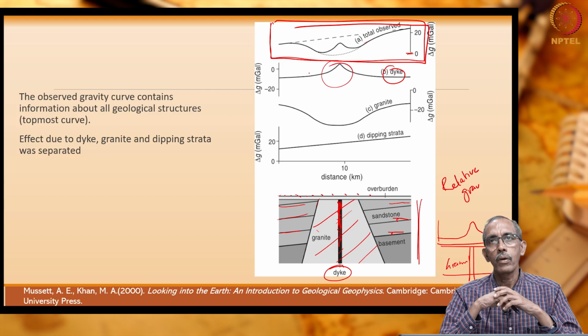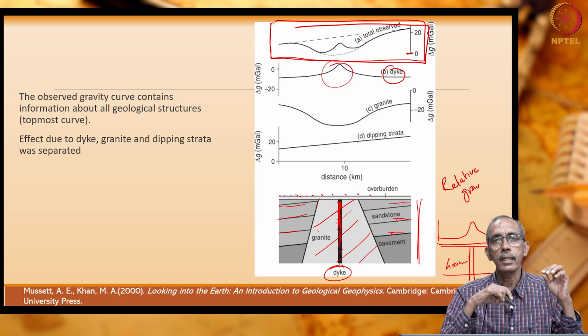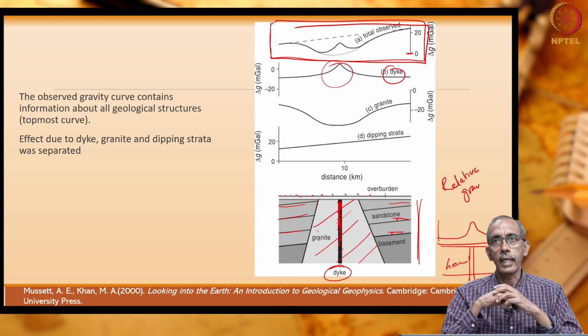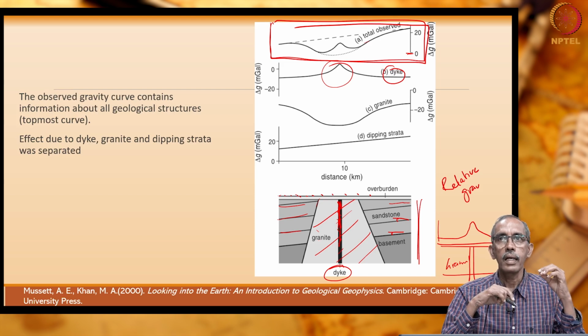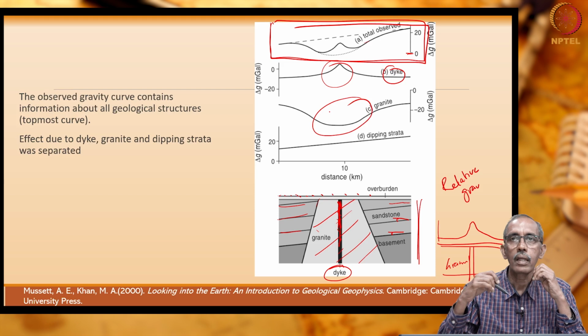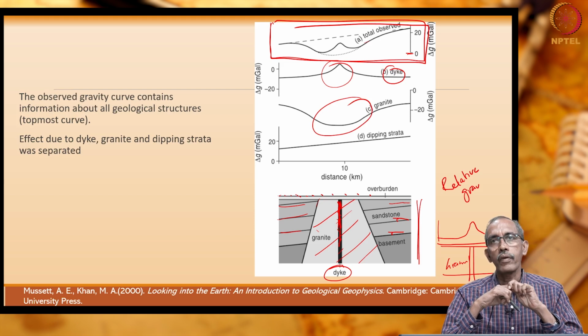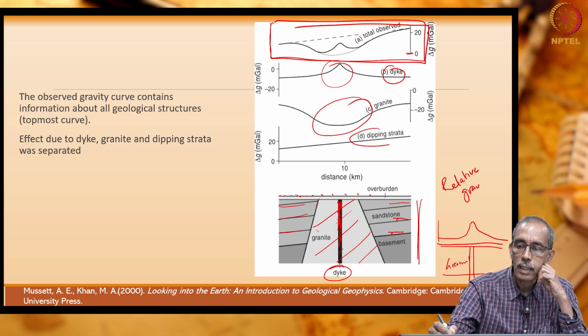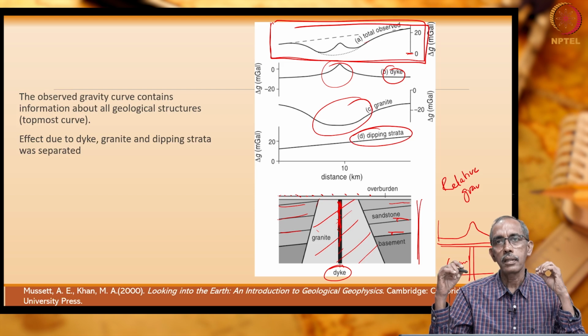That means we have come out with what will be the gravity anomaly only due to the presence of the dike. Then what will be the effect of granites? What will be the effect of granites is indicated here. What will be the effect due to dipping strata? So, here that is only because of the sedimentary formation.